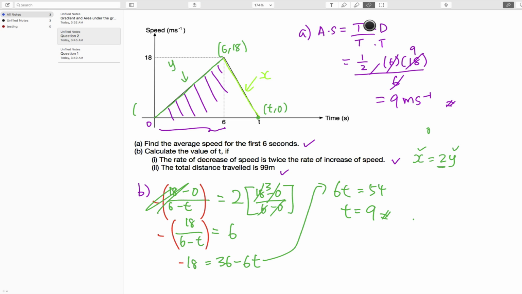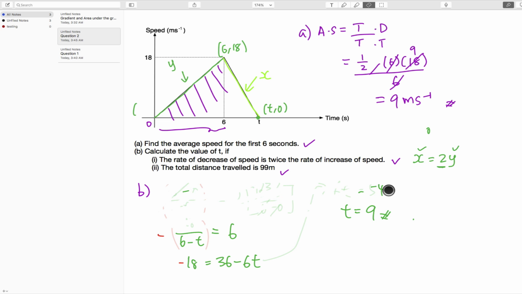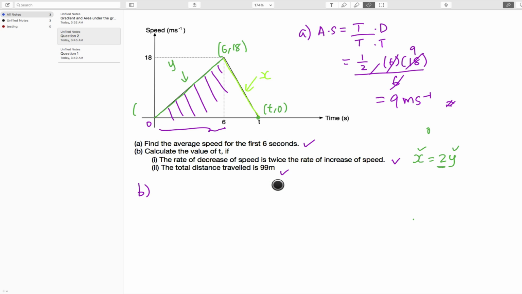Because this is a new app, I find it's actually quite difficult to use. I prefer to use the apps I used before. Anyway, let me just finish this one.